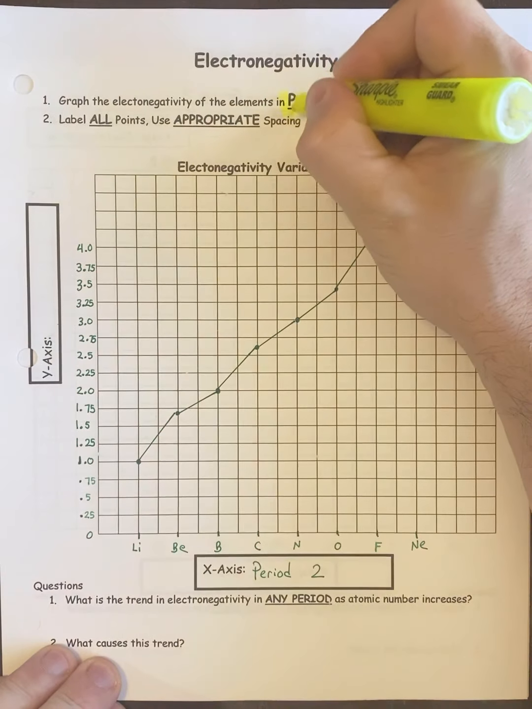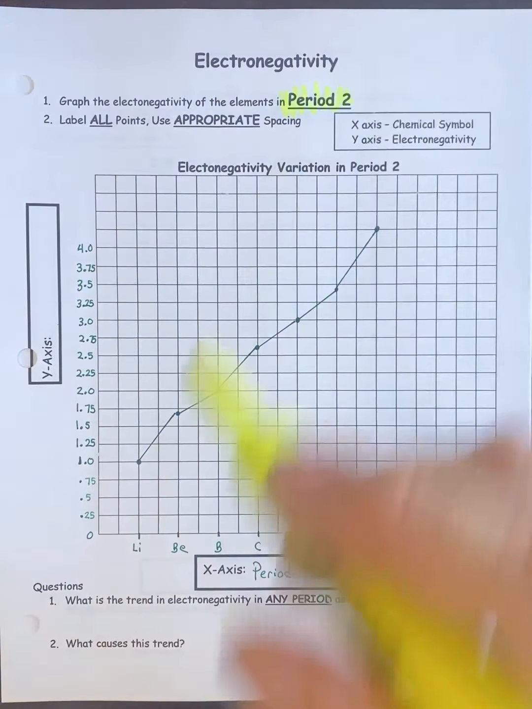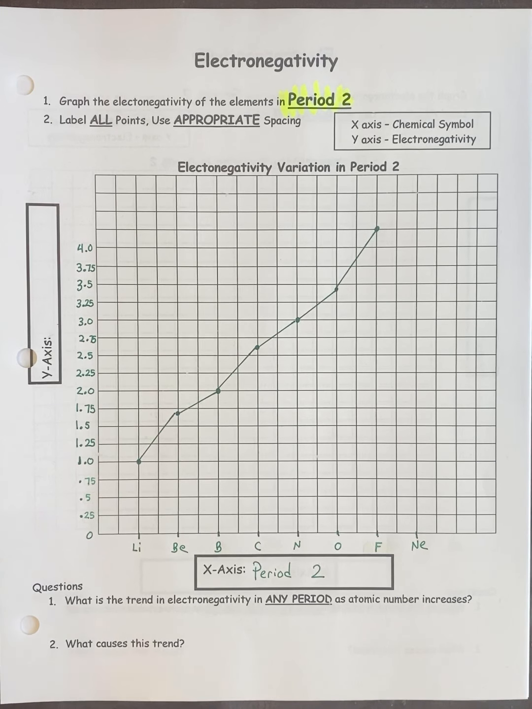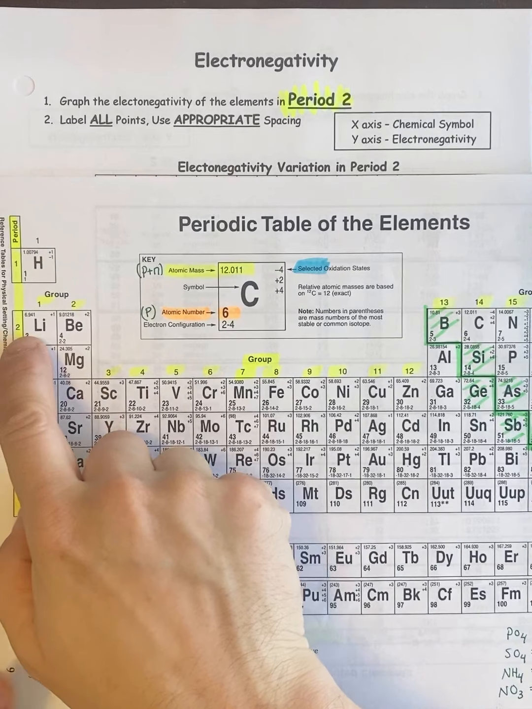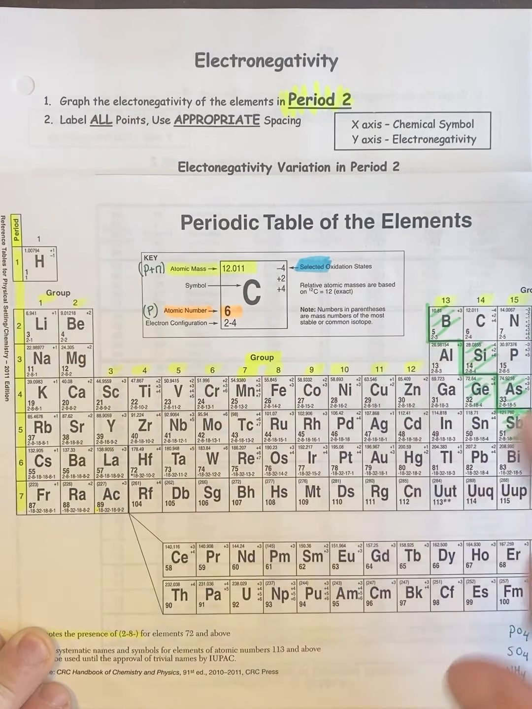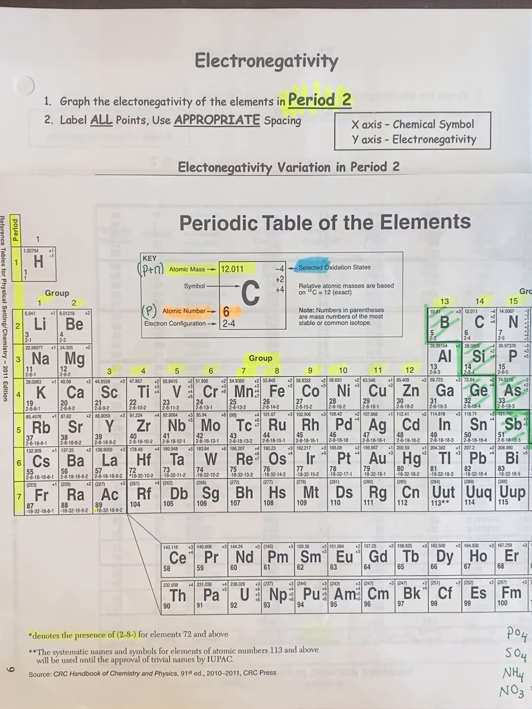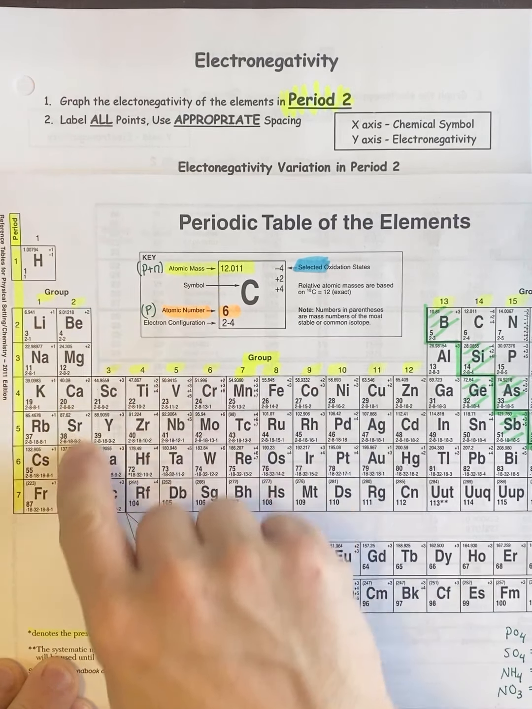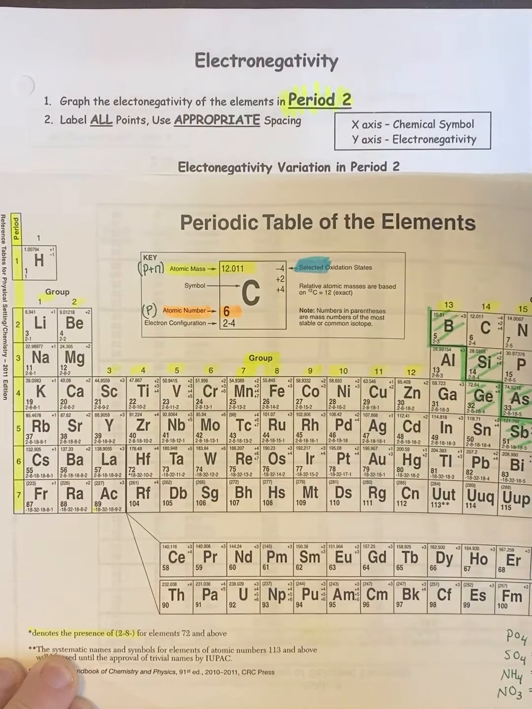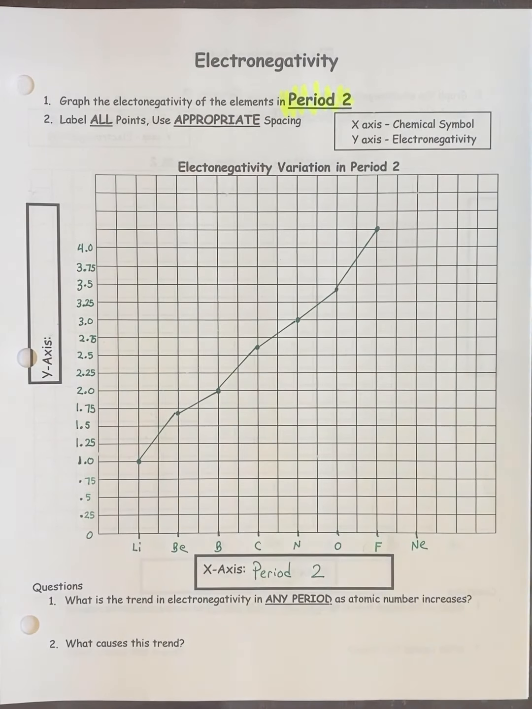One graph is going to be for period 2, which is from lithium straight across to neon. And then the other graph, you'll do electronegativity for period 2, and then you'll do it again for group 2. So for group 2, it's going to be from Be straight down to Ra. So don't confuse those. And then on the x-axis, you're going to put your elements.